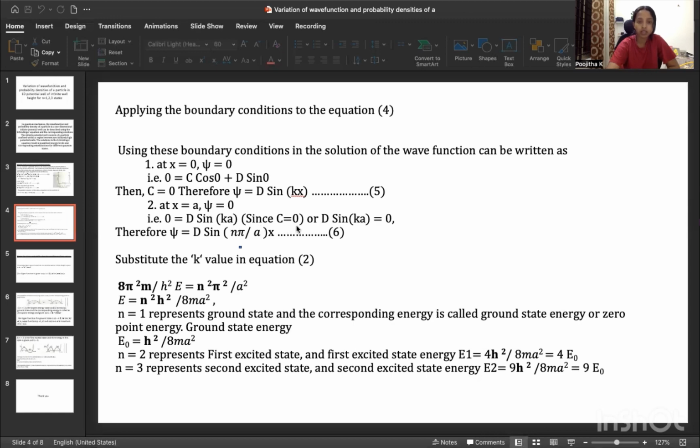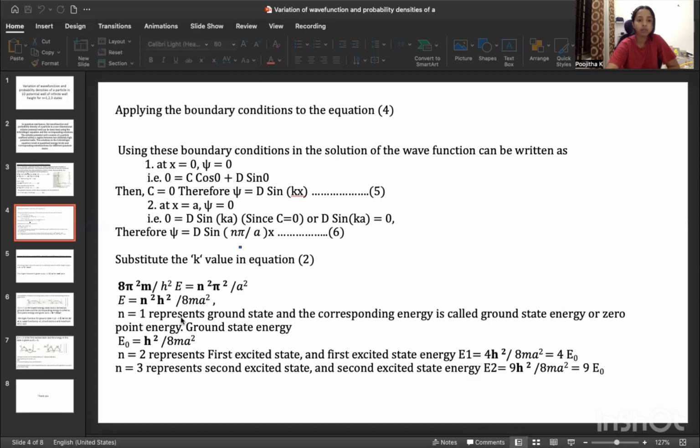Since c is equal to 0, d sine ka is equal to 0, therefore psi is equal to d into sine of n pi divided by a into x. This is equation 6. Substituting the k value in equation 2, we get 8 pi square m divided by h square E is equal to n square pi square divided by a square. E is equal to n square h square divided by 8 m a square is the final equation.